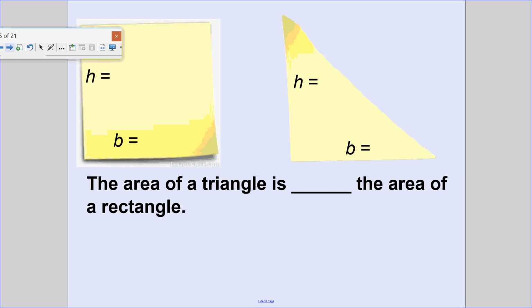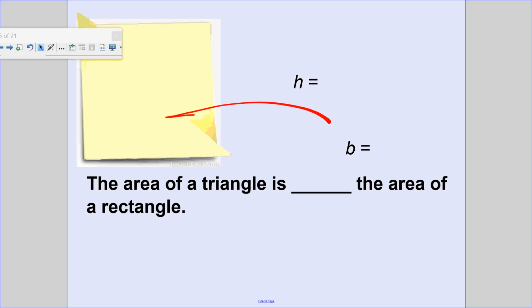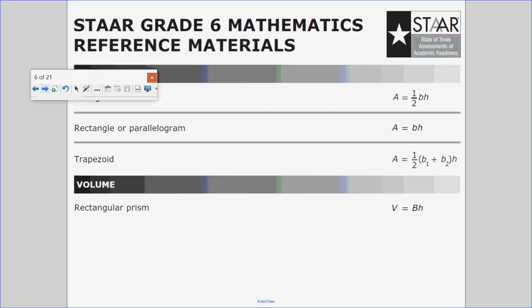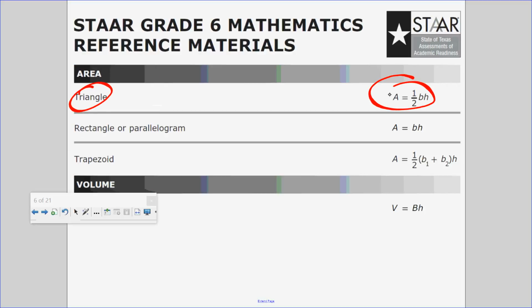So the area of a triangle is literally half the area of a rectangle. So what we're going to find out, the formula is half of the area of a rectangle, or base times height. So half, or base times height, divided by 2. So here is the area of a triangle. If you know the area of a rectangle or parallelogram, the area of a triangle is just half of that amount.